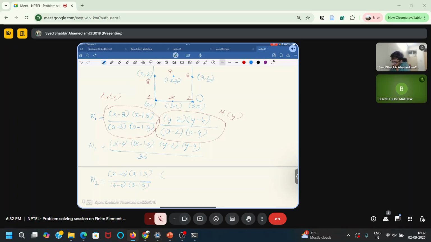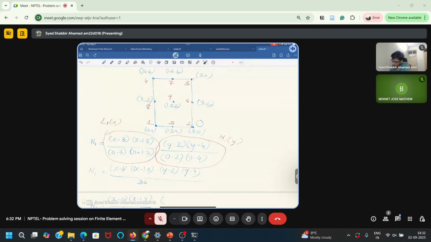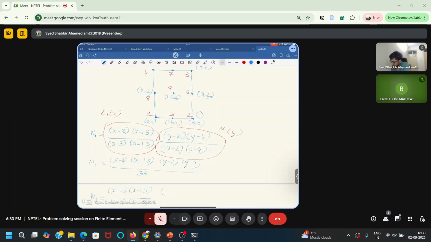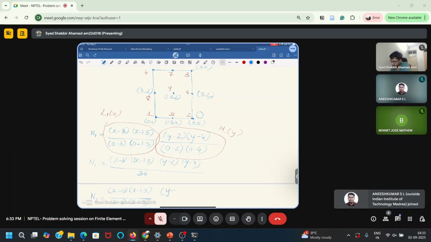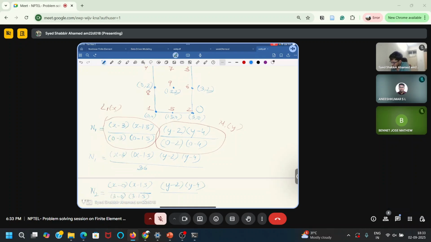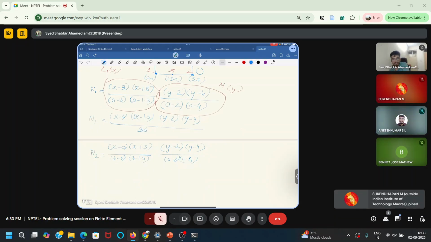Now, similarly, I can write for this, like this was for x. Now we have to do it for this. Still, you can see I'm writing for this point, so I have to consider this point and this point, these 2 points, and write the numerator. So that is y minus 2 into y minus 4 divided by, again, 0 minus 2, 0 minus 4. So this is my n2.